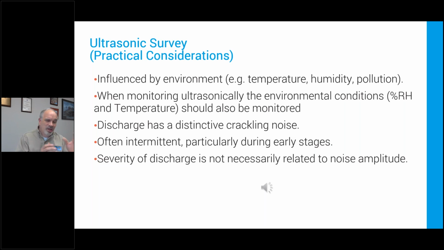If the severity changes, then it could be reflected in a change in amplitude. But it's not always indicative that, okay, I've got a level of 13, I've got a problem. It's more if I've got a nice clear level and a nice clear sound and I can hear it distinctly, I ought to take action. I'm not going to trend ultrasonic as long as I would trend, say, TEV or RFCT detected PD.